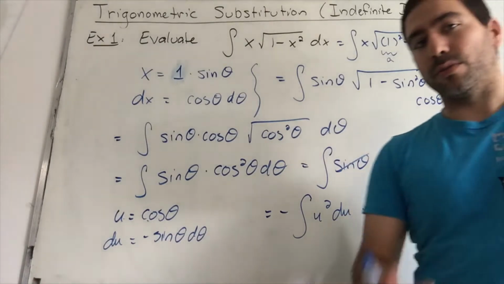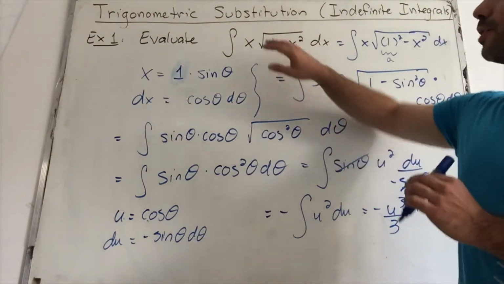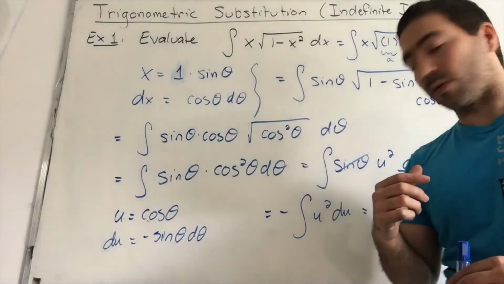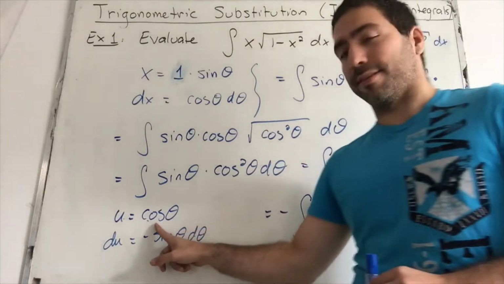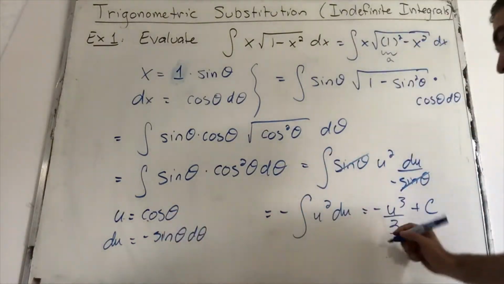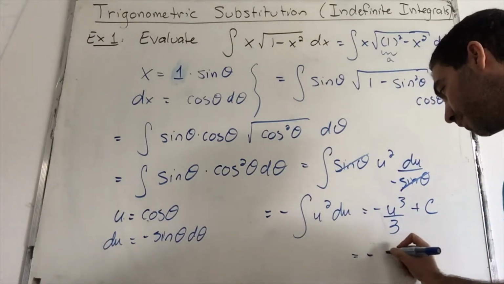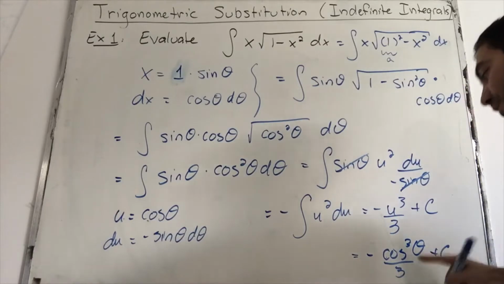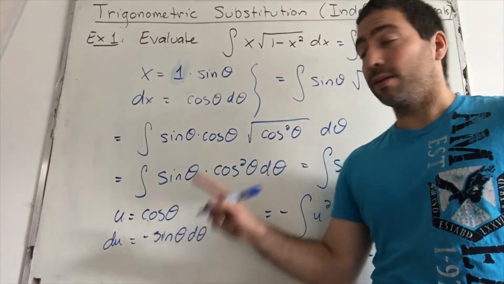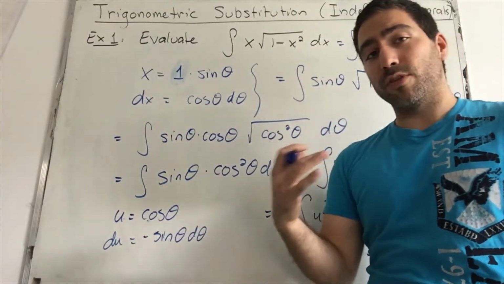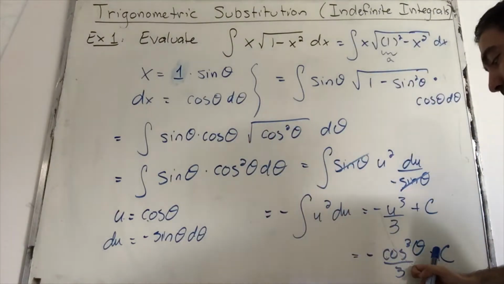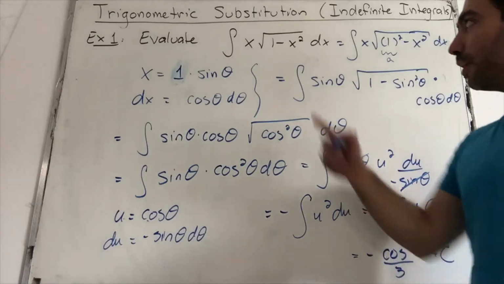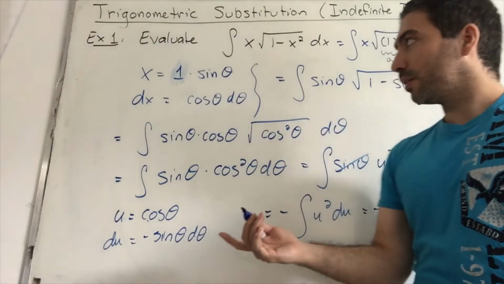And now this is the issue. Remember when I said you start in terms of x, you have to finish in terms of x? Same thing applies, but this is a bit more difficult. From u, we could go back to theta using this. So this is equal to negative cos cubed theta over 3 plus c. And you still can't leave it like this. You can't leave it in terms of theta. We started in terms of x, so we have to come back in terms of x. How do we transform cos cubed theta over 3 back in terms of x?